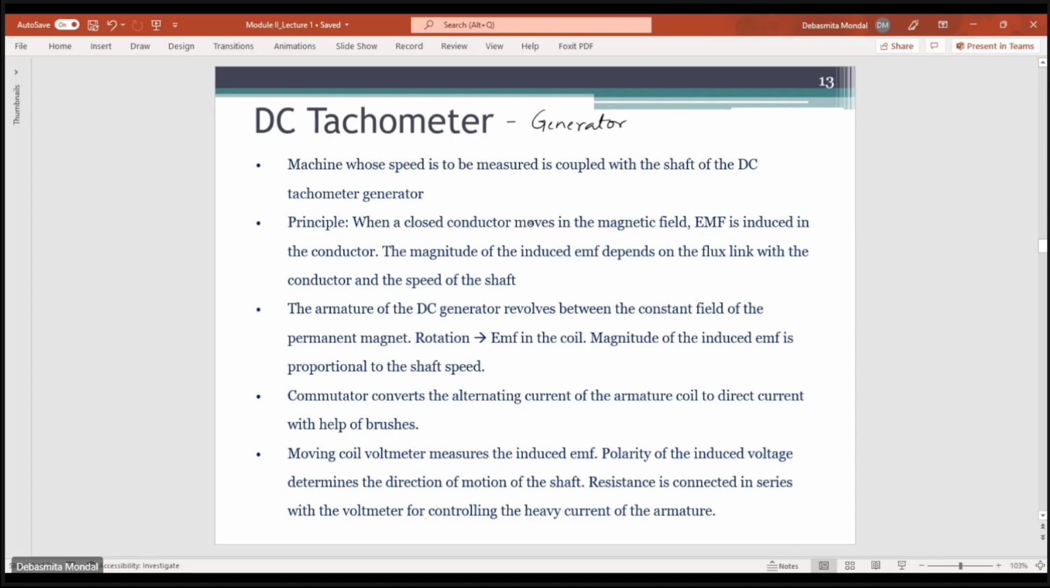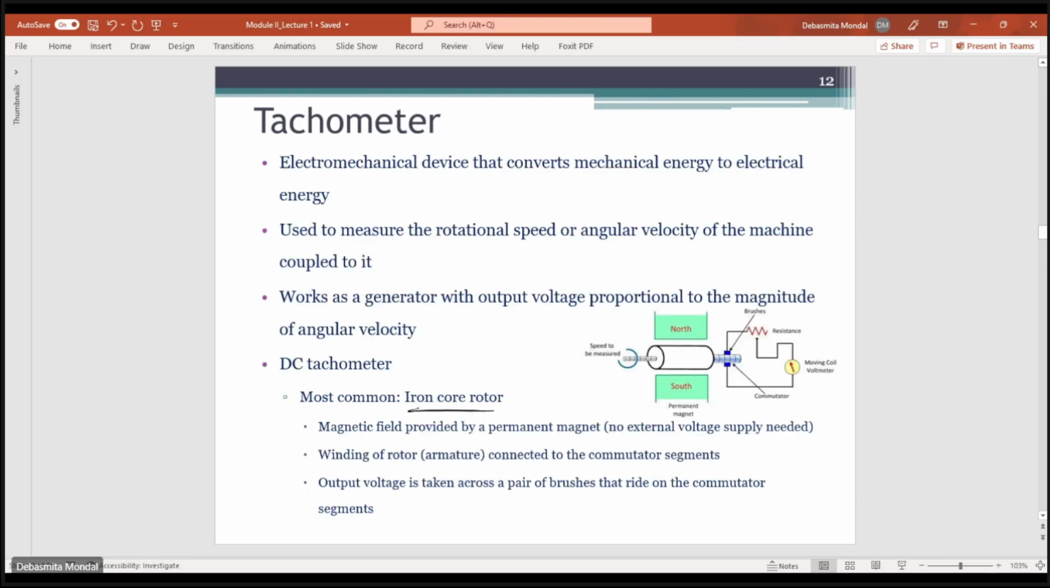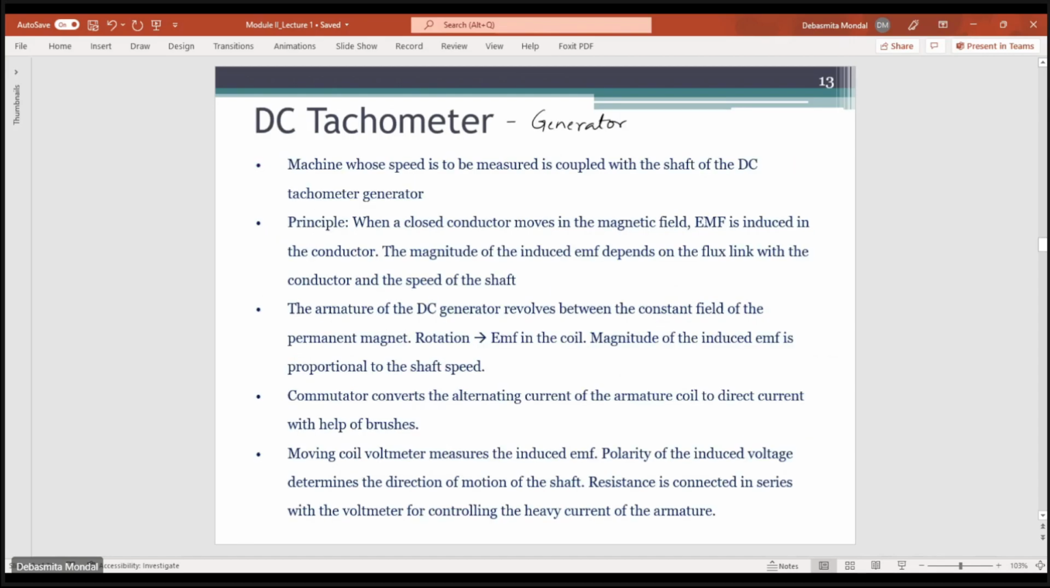Now, in a tachometer generator, the armature of the DC generator revolves in a constant magnetic field provided by the permanent magnets. Because of this rotation, there will be an induced EMF in the coil, and that induced EMF is directly proportional to the speed of rotation.